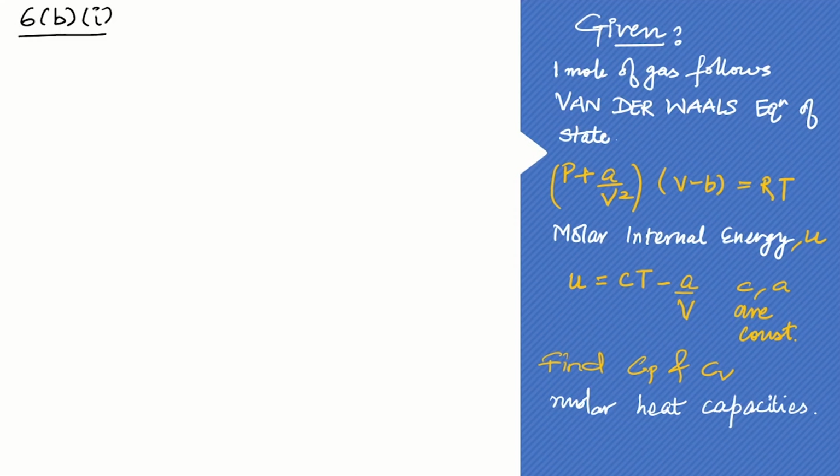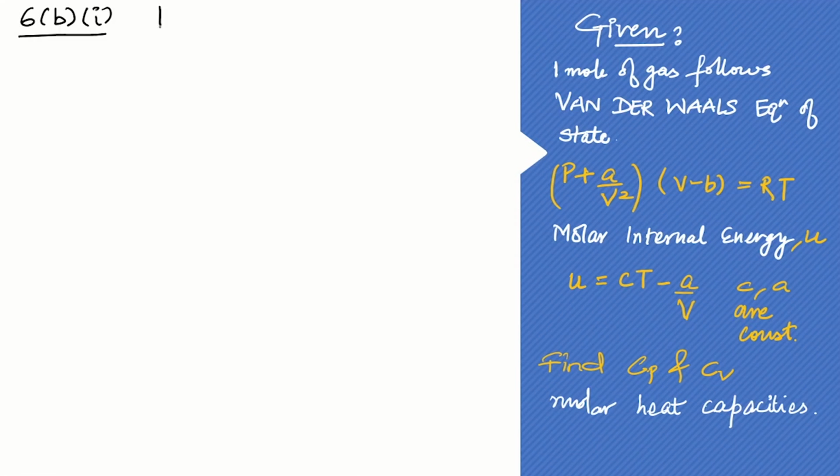So we are given 1 mole of gas which follows the van der Waals equation of state, which is (P plus A over V square)(V minus B) is equal to RT. And we are given the molar internal energy expression, which is Ct minus A over V. So we have to find the molar heat capacities at constant pressure and volume. We will first find the Cv.